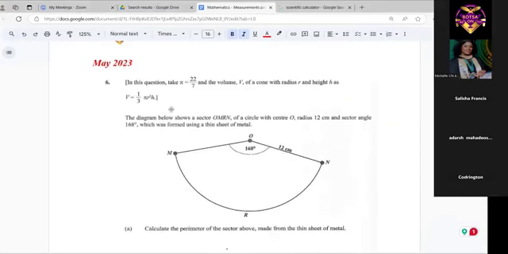111. It says the diagram below shows, Morning, miss. Yes, good morning. Says it shows a sector OM. Just get my annotator.